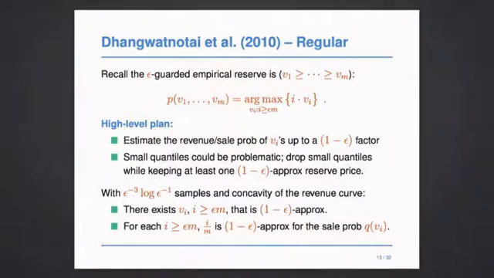And small quantiles could be problematic, as I just explained, and that's the intuition behind dropping the epsilon highest values and using this epsilon-guarded version. And with 1 over epsilon cubed samples and also concavity of the revenue curve, we can achieve exactly that. First of all, by concavity of the revenue curve, it's okay to drop the highest values because this revenue curve drops at least as fast as linearly, right? So just dropping an epsilon fraction in the quantile space does not hurt your optimal revenue by more than a 1 minus epsilon factor.